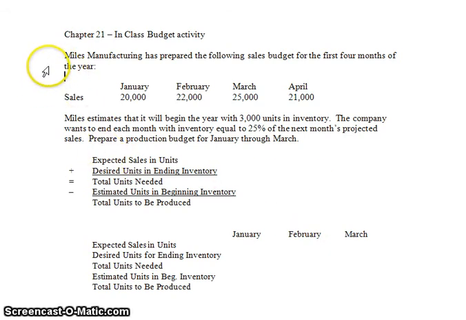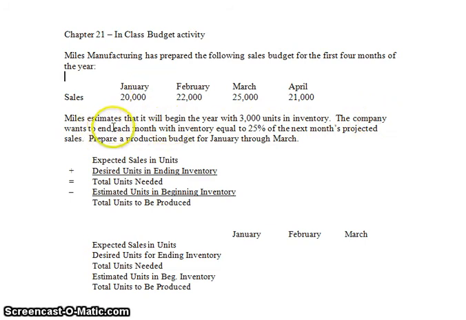So here we are. We've got Miles Manufacturing has prepared the following sales budget for the first 4 months of the year. January, they expect to sell 20,000 units of something. February, they expect to sell 22,000. March, 25,000, and April, 21,000. Miles estimates that it will begin the year with 3,000 units in inventory. Okay, so before January begins, they already have 3,000 units in inventory.